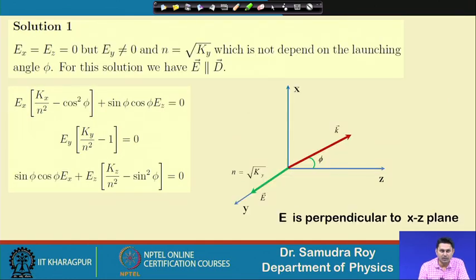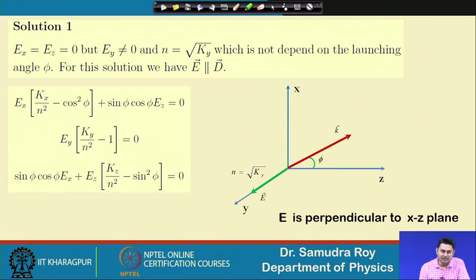So, these are the solution 1 as I mentioned in the earlier slide. In solution 1 we find that even if I launch the k vector in one direction which is making an angle phi, and if it is in the x and z plane, then we have a solution of E which is moving without any kind of change, and it will be polarized along y direction. And in these solutions Ez is 0, Ey is 0, but Ex is not equal to 0. So, E is perpendicular to xz plane. So, that means E will be perpendicular to k as well.